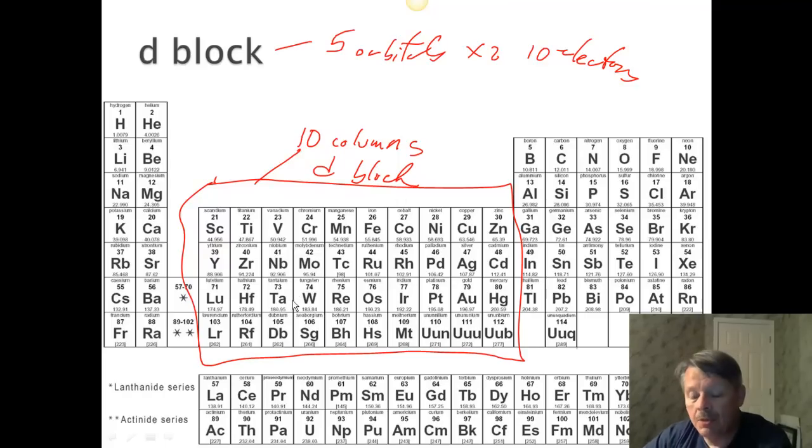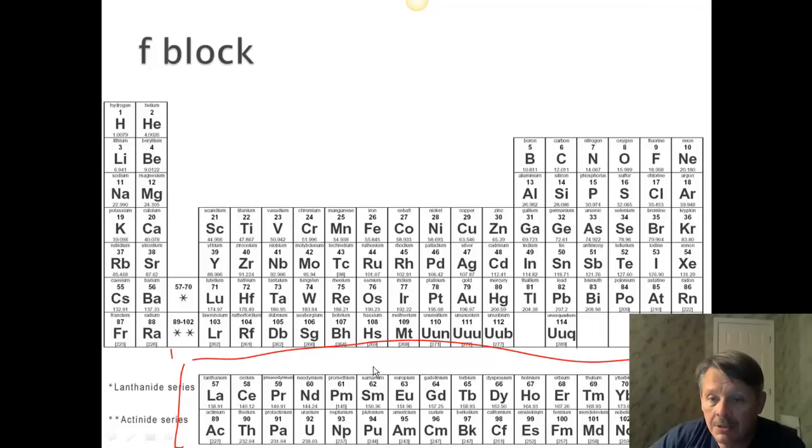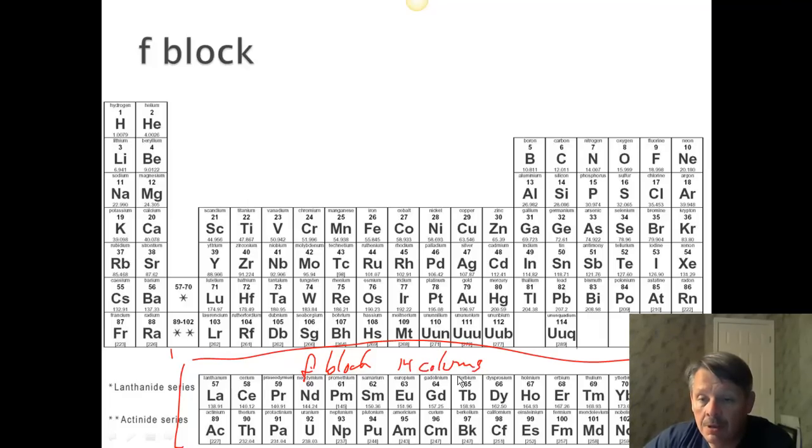Right? Which leaves one more. And that's all the way down here. That's these guys down here. This is your F block down here. If you remember, there were 7 different shaped orbitals. 7 times 2 is 14 columns, 14 electrons. And that's where they go. Remember, these 2 guys go right up in here and split the periodic table apart.